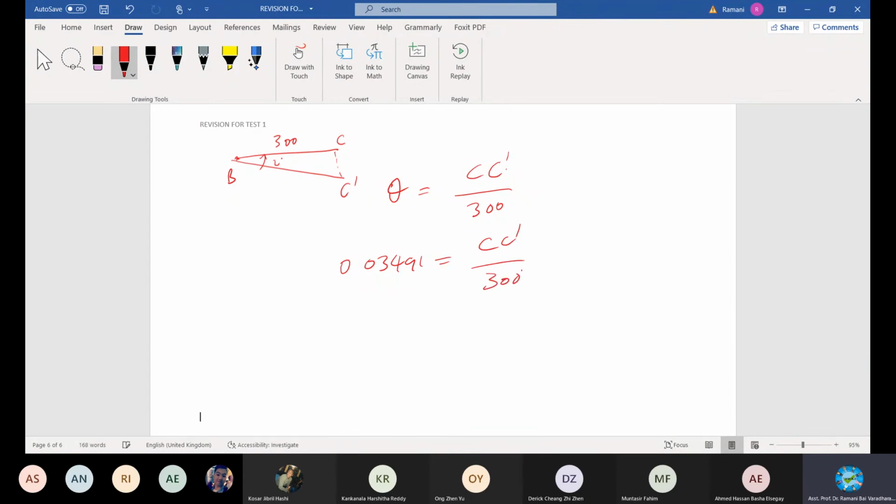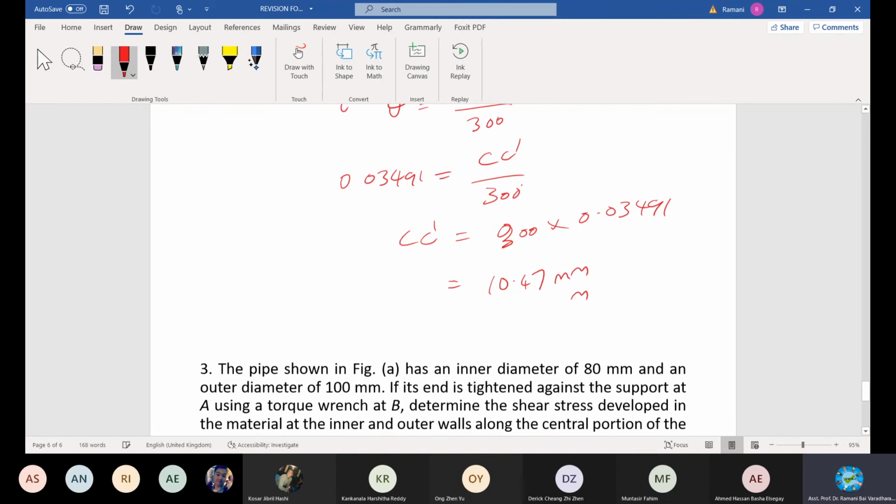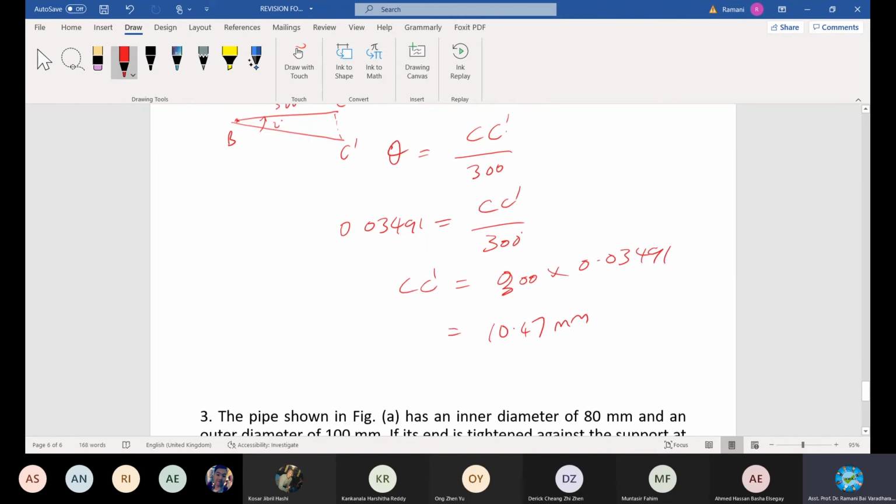Let me find the CC dash. CC dash is equal to 300 into 0.0349. Come on, give me the answer, please. 10.47. 10.47, very good. Next, please. 10.47 mm. This is the CC dash, the change in length, right?